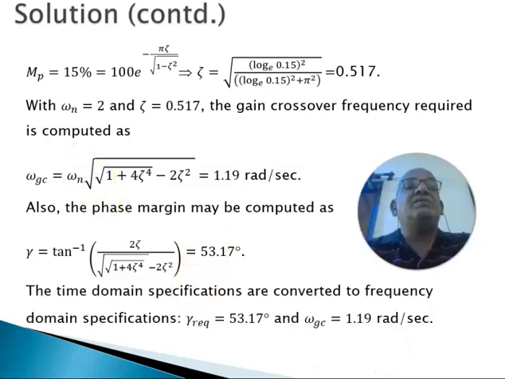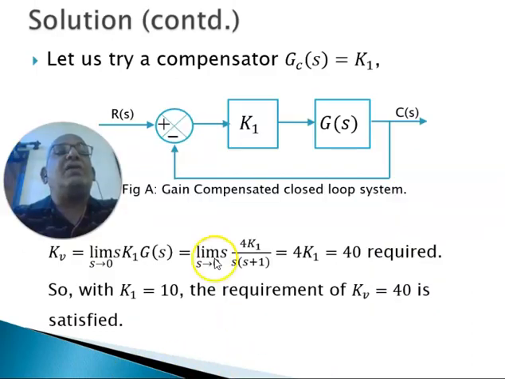That is, the requirements are converted into two frequency domain parameters. We require the gain crossover frequency to be somewhere around 1.19 radians per second, and we require that the phase margin is 53.17. We note that gamma required is 53.17 and this frequency is 1.19. Since none of the criteria are met, we'll try a proportional controller.